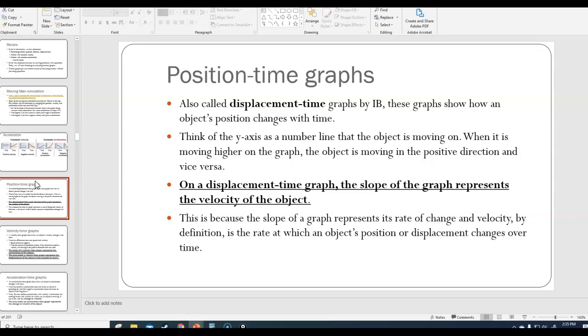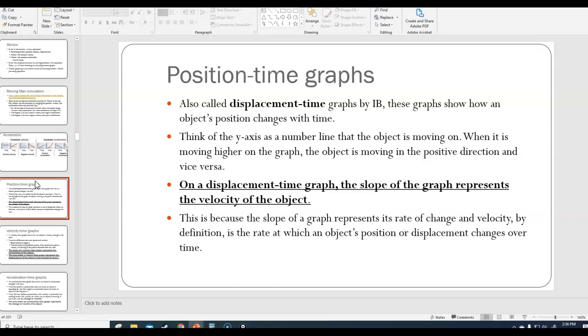So think of an object moving back and forth along a number line, and the y-axis is just that number line. So if you see on a displacement time graph that the graph is going up, that doesn't necessarily mean that the object is physically moving up. It just means that the object is moving in the positive direction. And likewise, if you see the graph start to go down, that doesn't necessarily mean that the object is physically moving down. It just means it's moving in the negative direction.